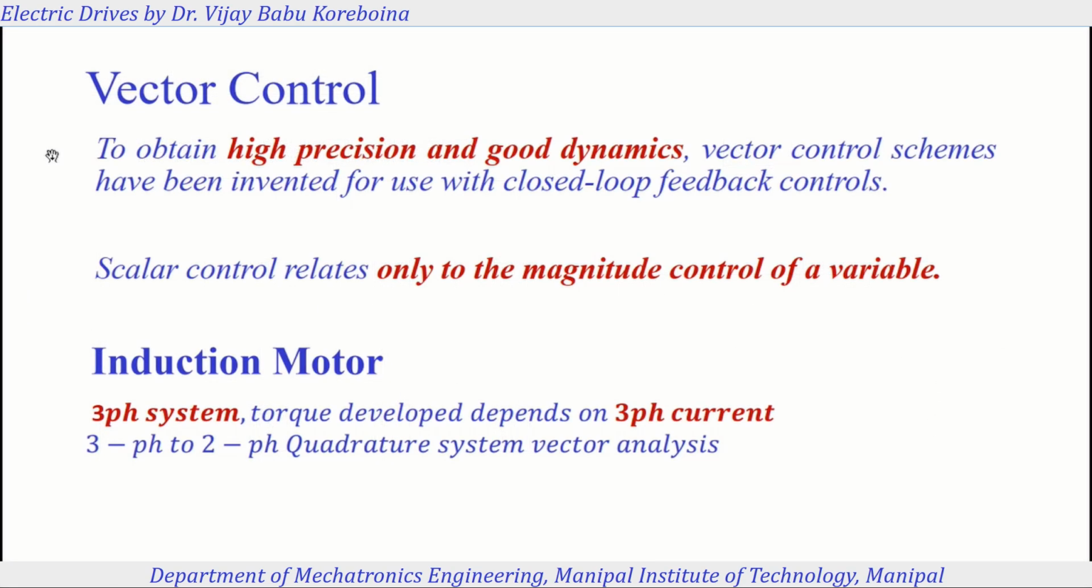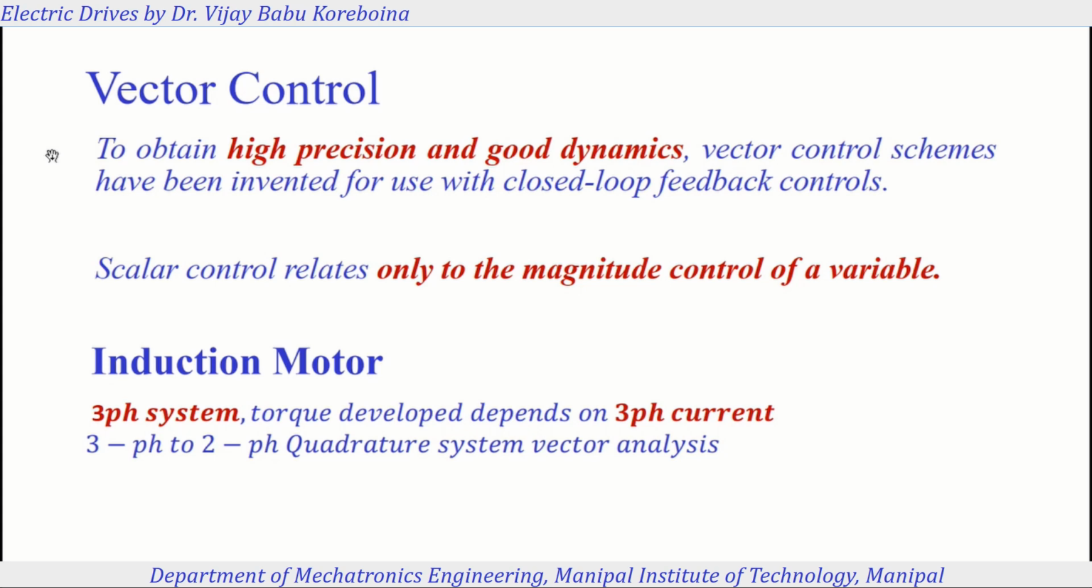So till now we have looked at scalar control. We understood that it is only magnitude control. By controlling the magnitude of variables like voltage and frequency, we are able to control the induction motor speed. That was scalar control, and we took one example from MATLAB. We built the model and the inverter, changed the voltage and frequency, and saw how the speed changes by the V/f ratio as an example.